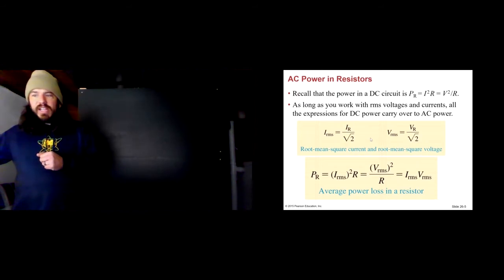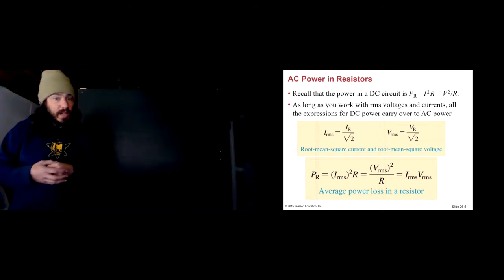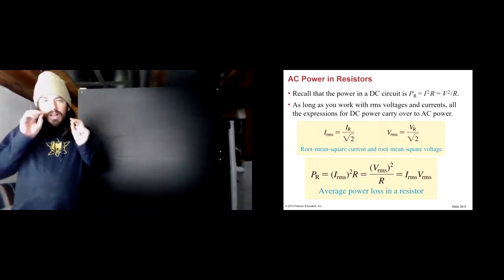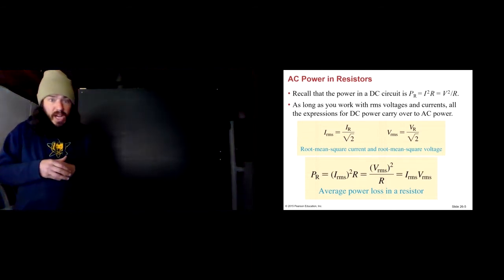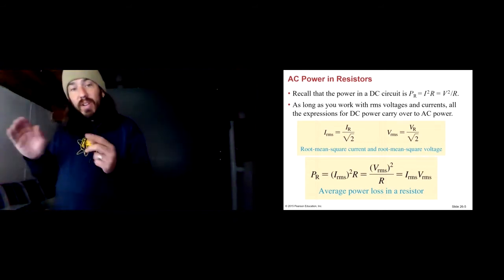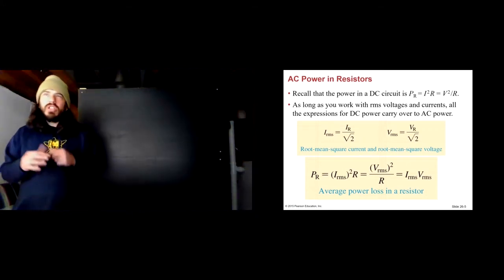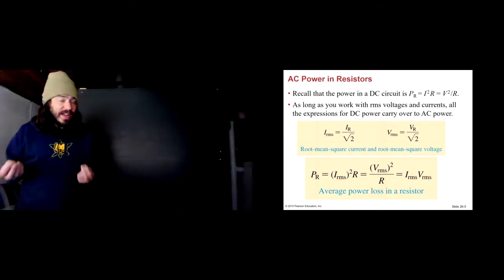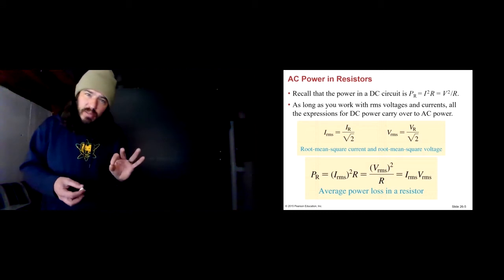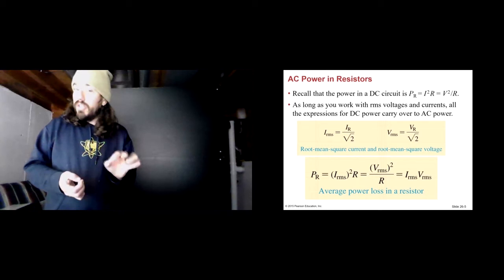Okay, so recall that in a DC circuit, the power is given by I squared R, or V squared over R, or of course I times V. And as long as we work with what we call RMS, or root mean square, voltages and currents, all the expressions for DC power that we learned will work for AC power. Now, what is this thing RMS? Well, intuitively, the RMS value is kind of like an average. But let's talk about why we need something a bit more sophisticated than just an average.